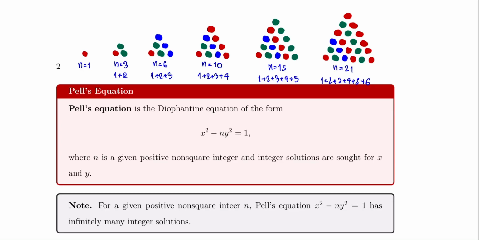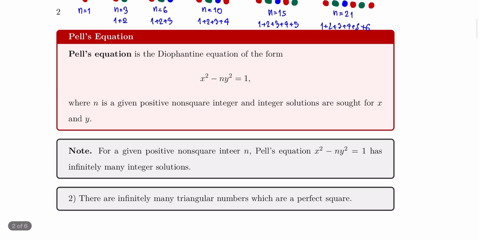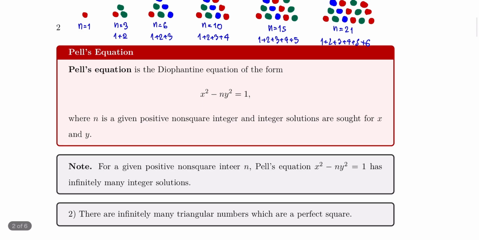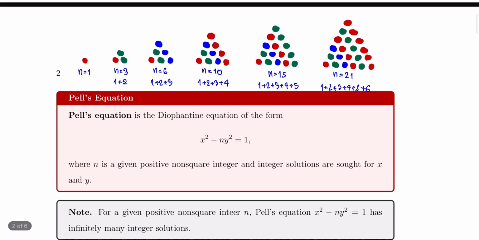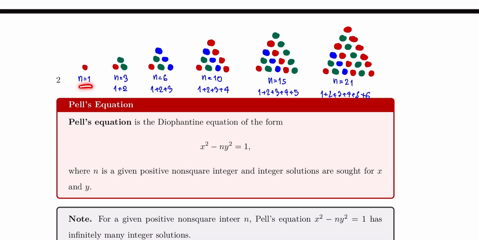Hi everyone. Today I want to continue from the previous video, which is the proof of the problems concerning triangular numbers. So we know that these numbers 1, 3, 6, 10, 15, 21, 28, all the way and so on. These are triangular numbers. Right? We know that these are triangular numbers.